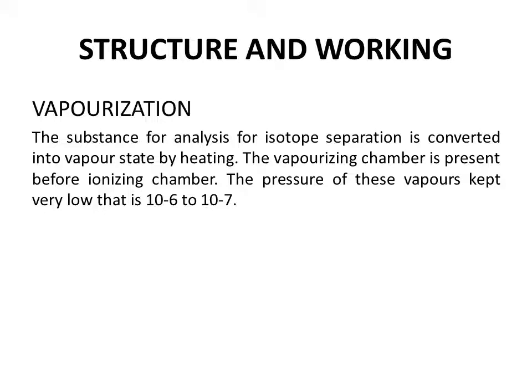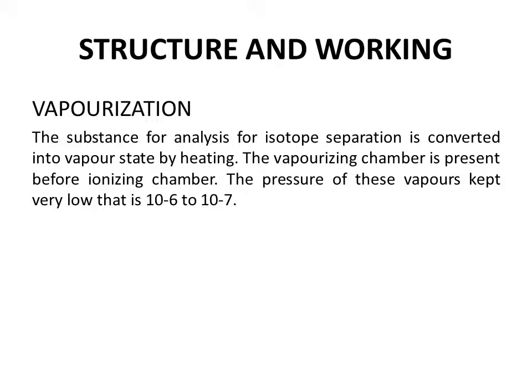The substance for analysis for isotope separation is converted into vapor state by heating. The vaporizing chamber is present before the ionizing chamber. In most cases in the Dempster mass spectrometer, the vaporizing chamber hasn't been shown, but it is present.